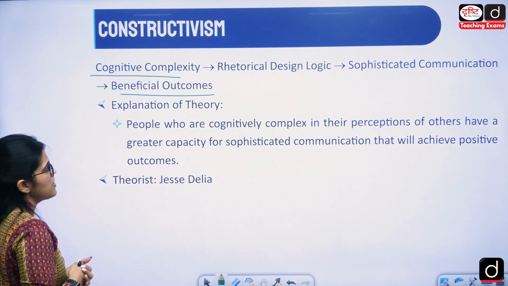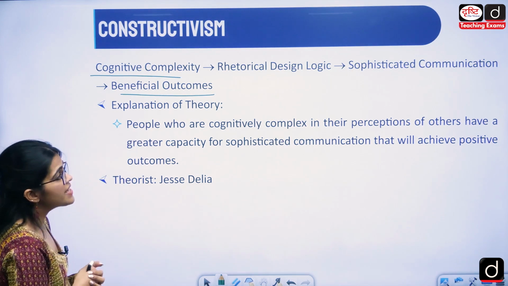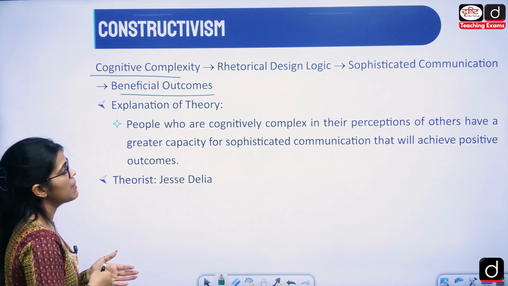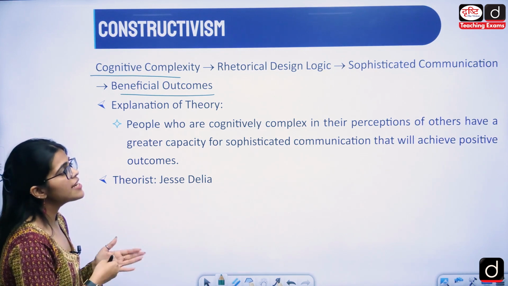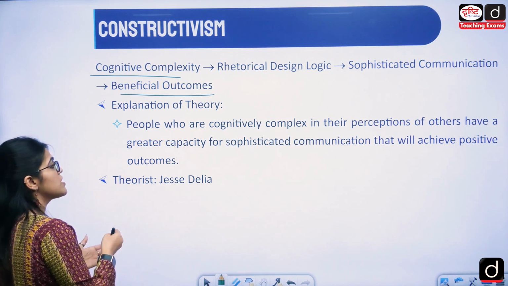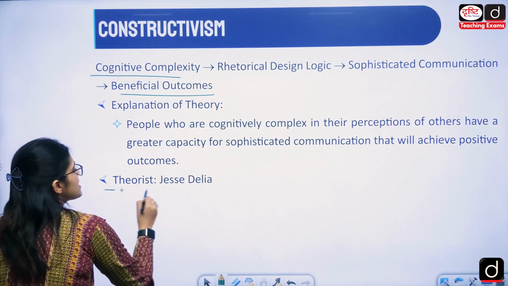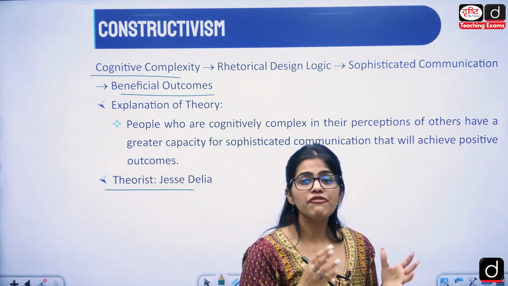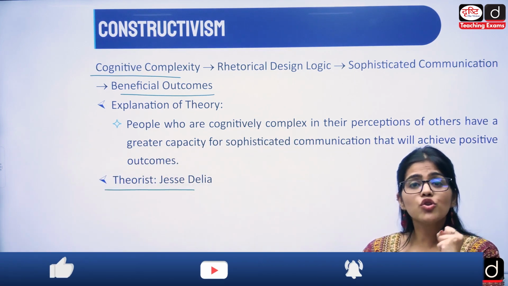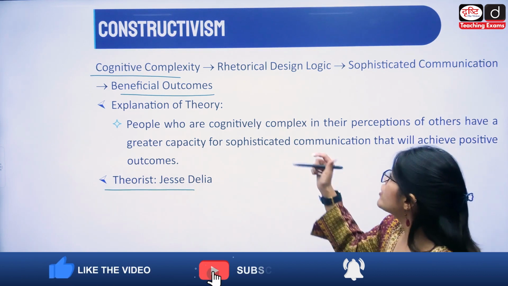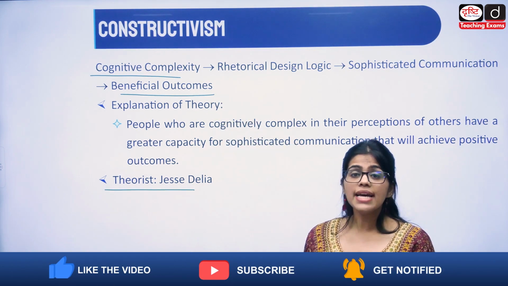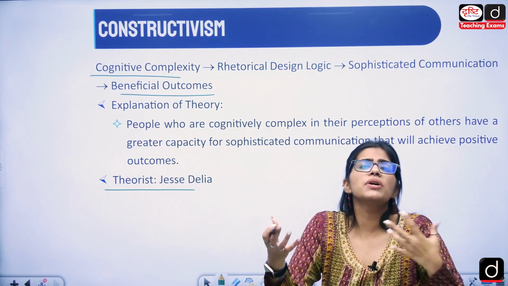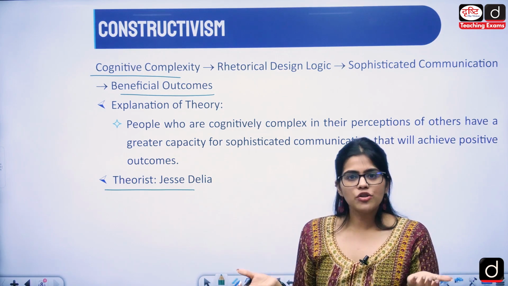So what's the explanation? People who are cognitively complex in their perception of others have a greater capability of sophisticated communication that will achieve positive outcomes. And Jesse Delia is the theorist who talked about it. So she said that if you are complex and you have a good hold over your mind, if you have good cognitive complexity, then you will deal with the students better. Then you will deal with the other person better, whomever you are talking to.